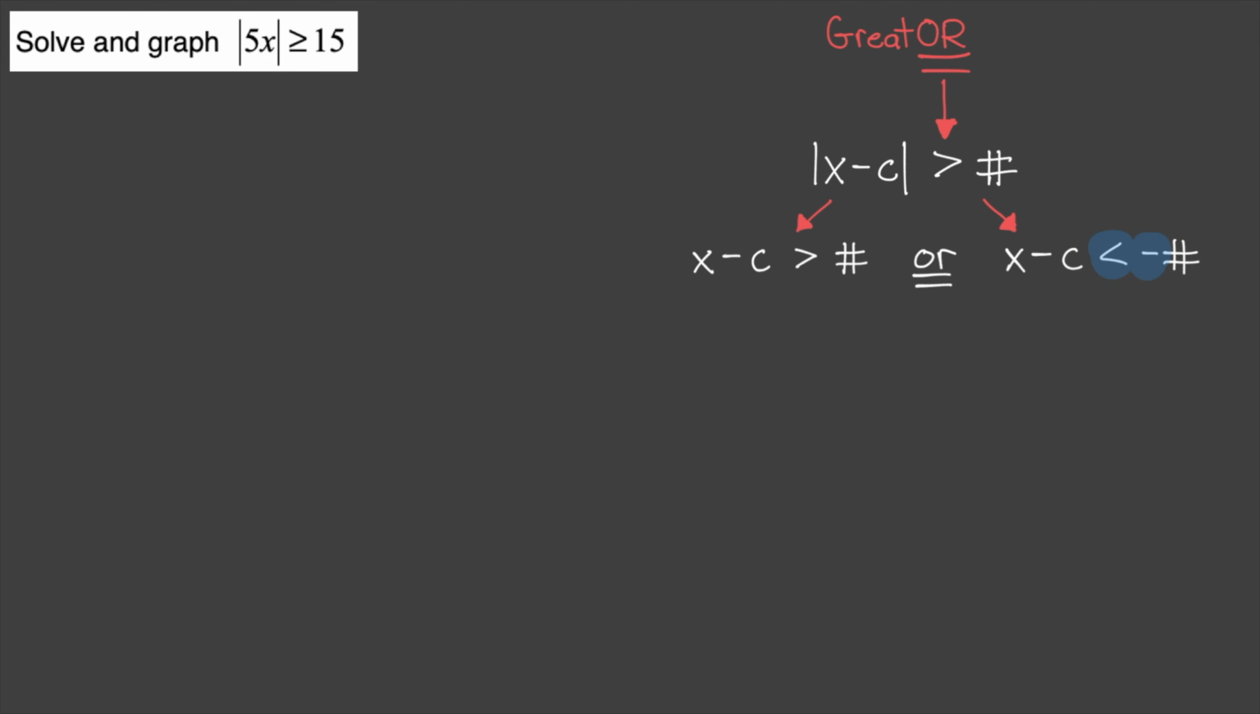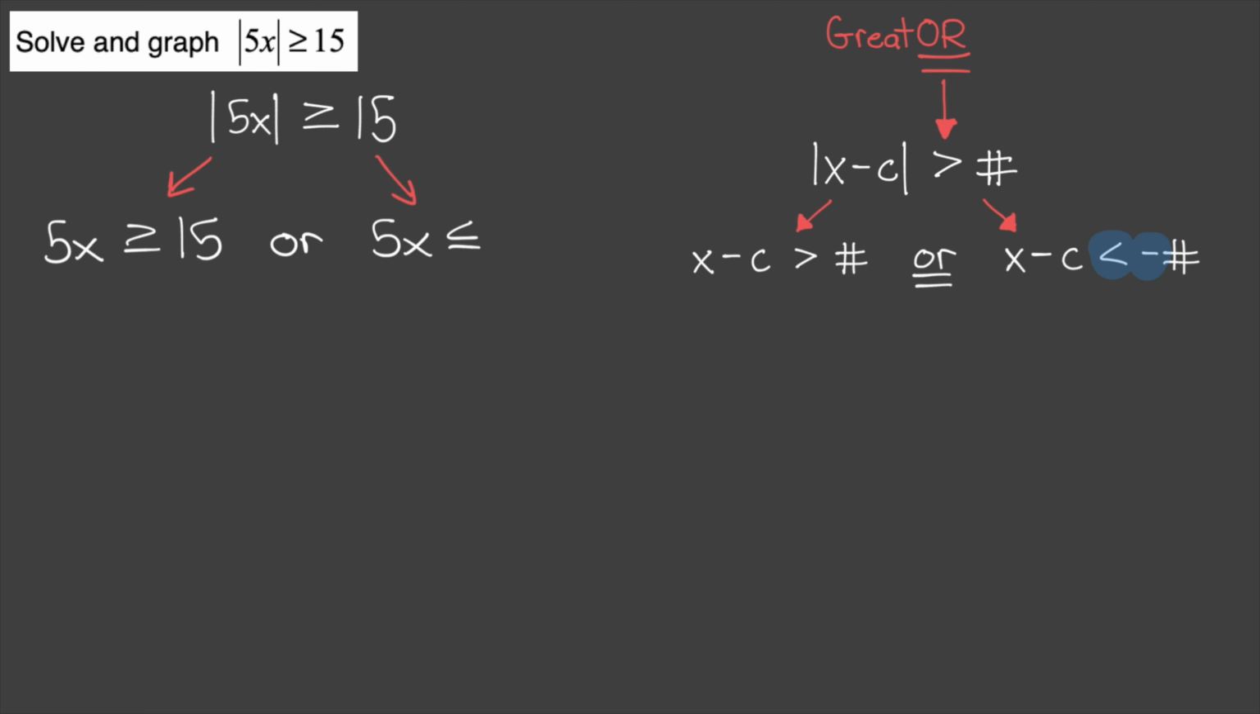All right, now that we know that background information, let's approach this problem. We have absolute value of 5x is greater than or equal to 15. So let's split it up. We write the original, OR, and then we flip the inequality, so now it's less than or equal to, and then we flip the sign, so negative 15. Next, we just solve for x in each of these inequalities.